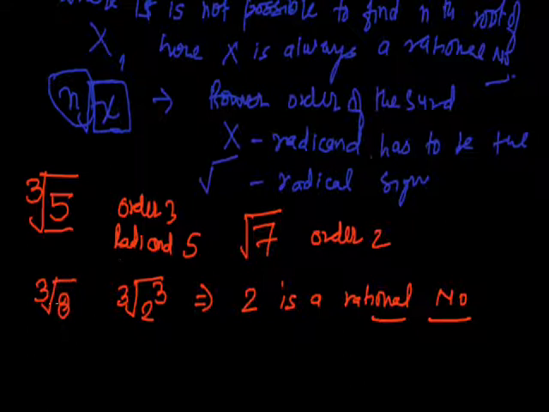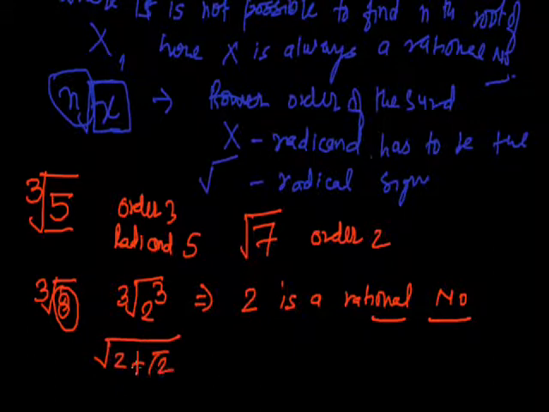And again, the number which is inside this radical sign has to be a rational number. So if I say a number like 2 plus √2, this is also not a surd. Why is this not a surd? A very simple definition. As I said, the radicand has to be a rational number, but 2 plus √2 is not a rational number. So that's why it is not a surd.